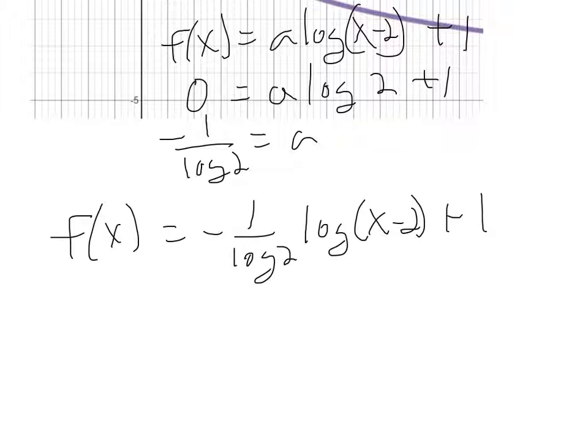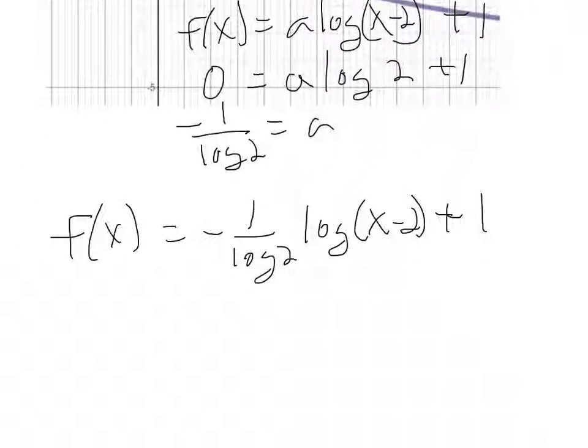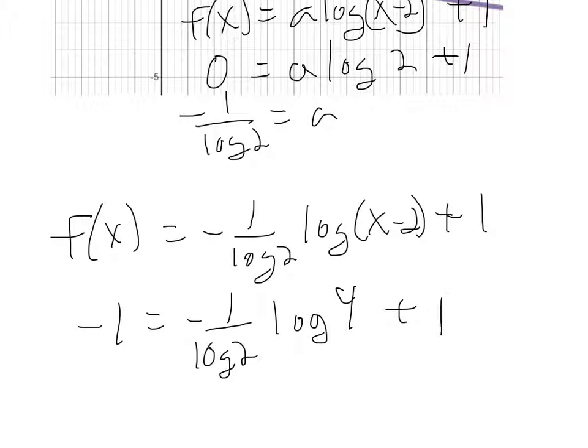Now we've got one other point. I mean, besides graphing it, I do have one other point I can use. I can use that 6, negative 1 to see if that's what I've got. So negative 1 equals negative 1 over the log of 2 times the log of, well, 6 minus 2 is 4, plus 1.